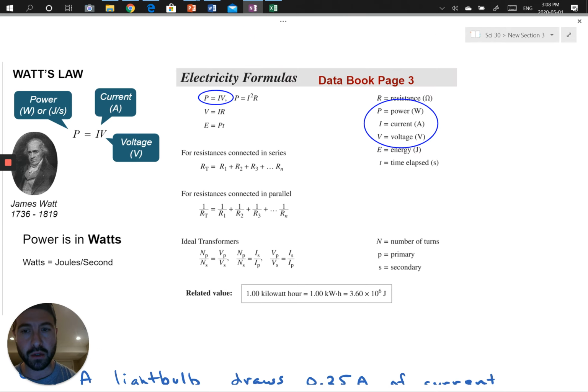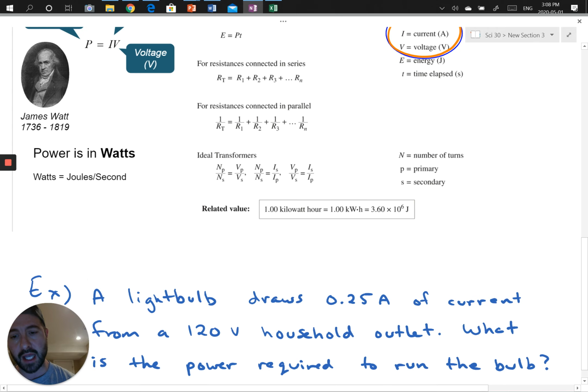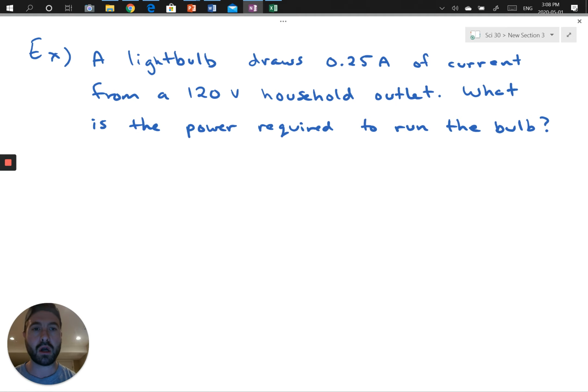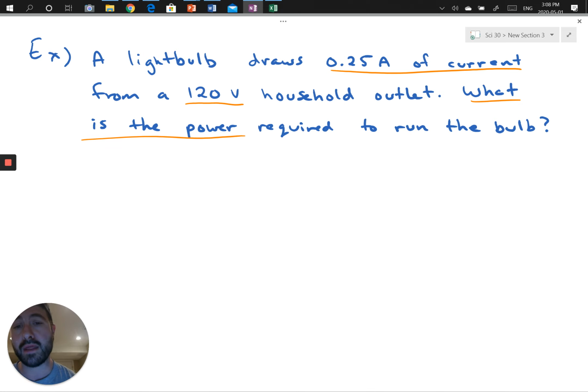If you go to your data booklet on page 3, we have some information for you. Here's the formula, Watt's Law, that we'll need to use, and then there's your symbols and your units. So let's just look at an example. A light bulb draws 0.25 amps of current from a 120 volt household outlet. What is the power required to run that bulb? So how much energy every second do we need to run that light bulb?